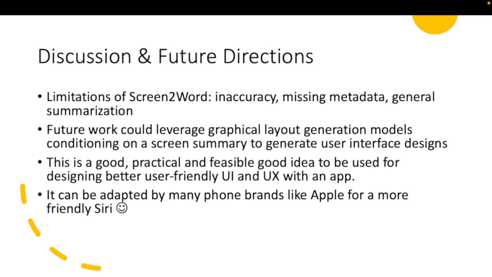He admitted 3 limitations of Screen2Words. The first is inaccuracy: some images got misinterpreted and give, of course, a wrong summary. Second, a lot of apps are missing app descriptions, so it's hard to give an accurate summary. And third, general summarization: the project only says what is going on the screen, instead of saying what to do on the screen. And because of these limitations, the future work can use this to create a better user interface design.